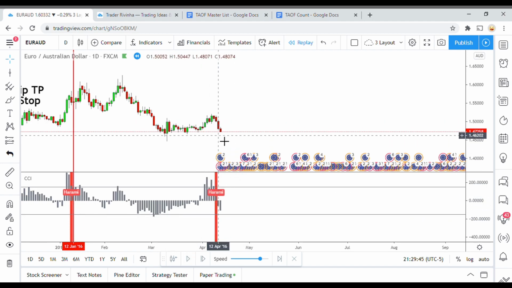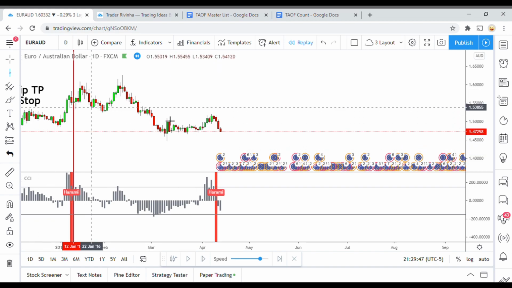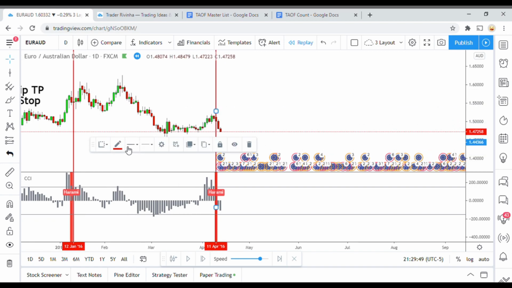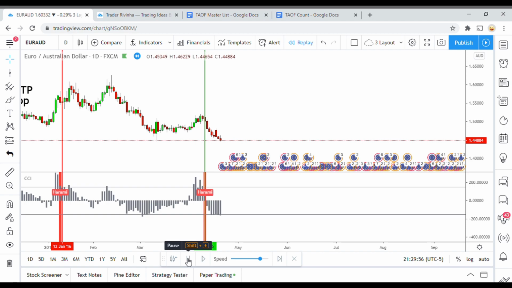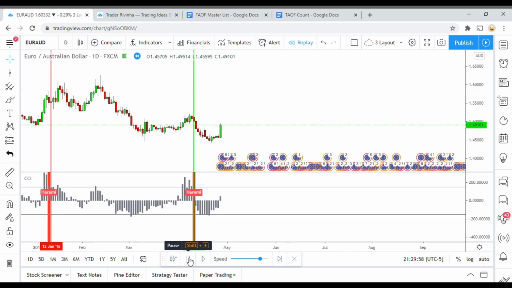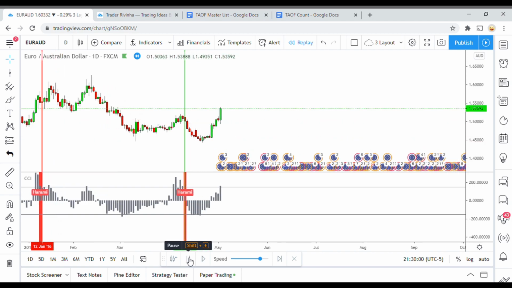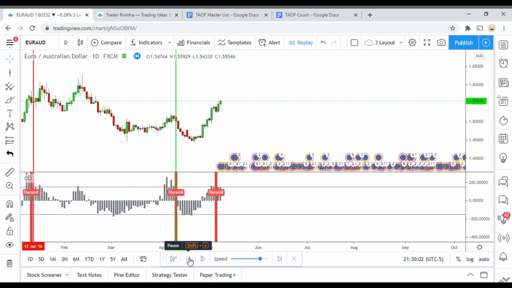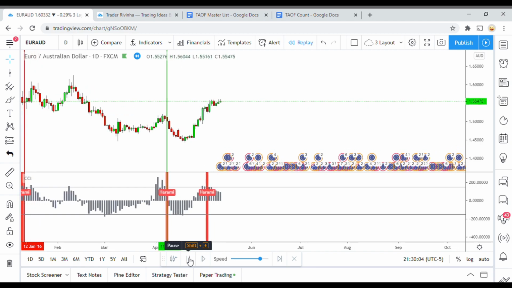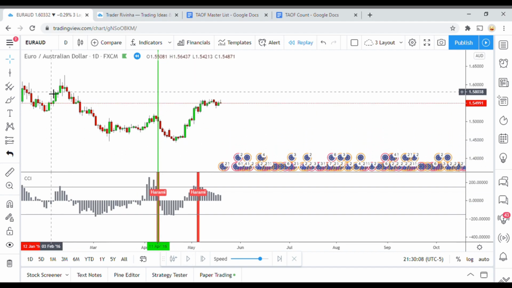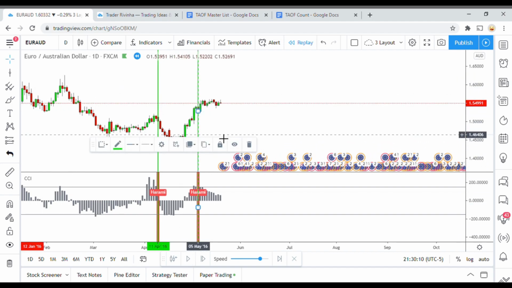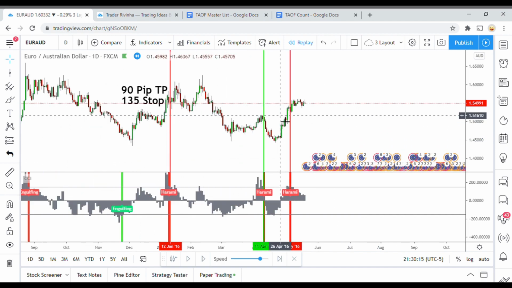All right, we pick up another short right here. That one actually works out for us, gets us to take profit. So we are 2 signals in, and 1 win, 1 loss. Pick up another short right here. That one unfortunately does not work out for us.